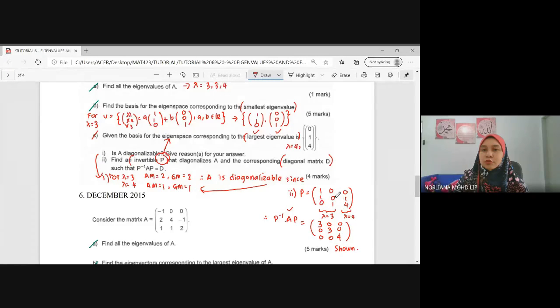Kalau ni awak susun dulu 0, 1, 4 kan. Contohlah awak 0, 1, 4 kat sini. 0, 1, 4, 1, 1, 0, 0, 0, 1. So untuk diagonal matrix, awak punya diagonal matrix D ni equal to D lah. Diagonal matrix D awak dia mesti 4 dulu lah kat sini. 4, 0, 0, 0, 3, 0, 0, 0, 3. Dia mesti diagonal lah kat sini.